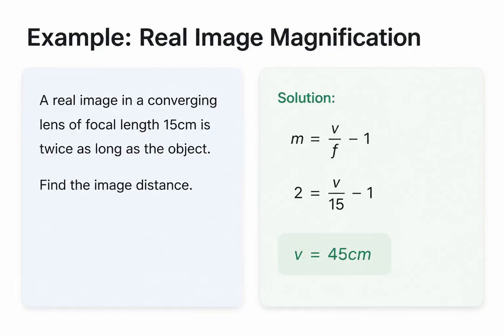Let's look at a quick example. A converging lens with a 15 centimeter focal length forms a real image twice the size of the object. We can use the rearranged magnification formula. M equals V over F minus 1. Plugging in a magnification of 2 and a focal length of 15, we find the image distance is 45 centimeters.